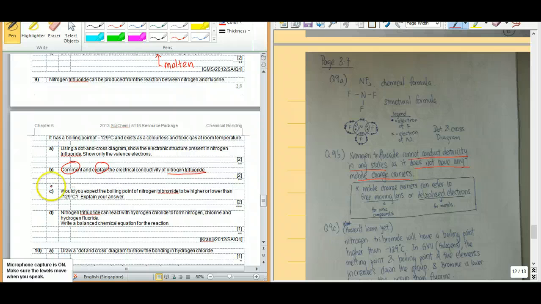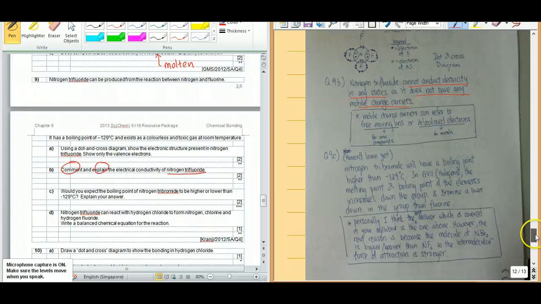Next up, part C, they ask, would you expect the boiling point of nitrogen tribromide to be higher or lower than -129? In actual fact, if you look at 9C, most of you have not learned this yet. So how do you know? Okay, so what's the correct answer actually? It will have a boiling point higher than that of -129.